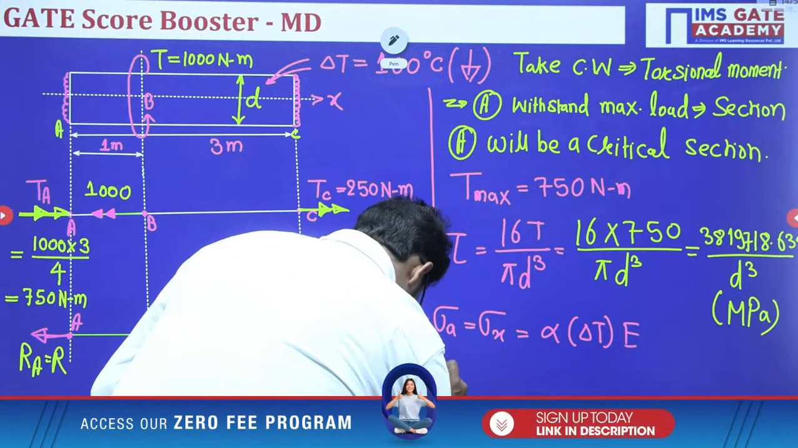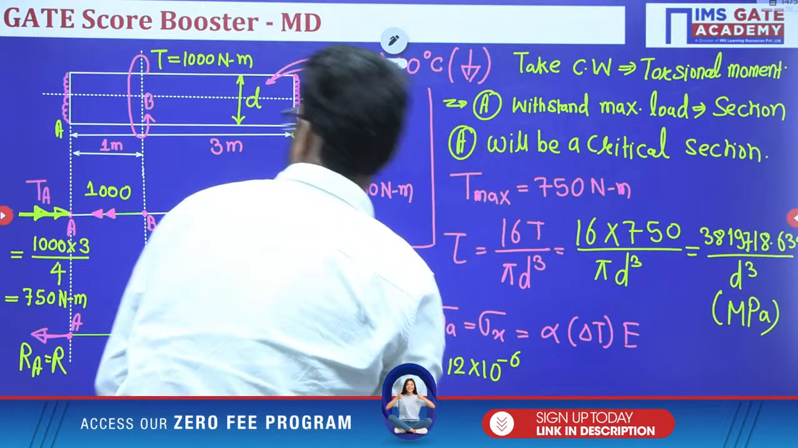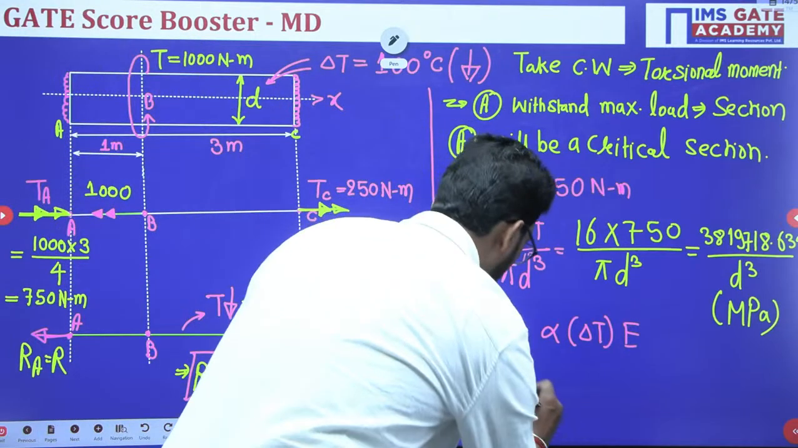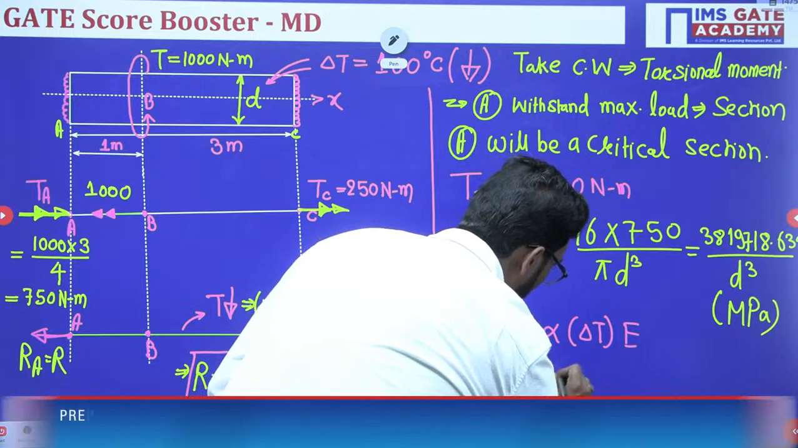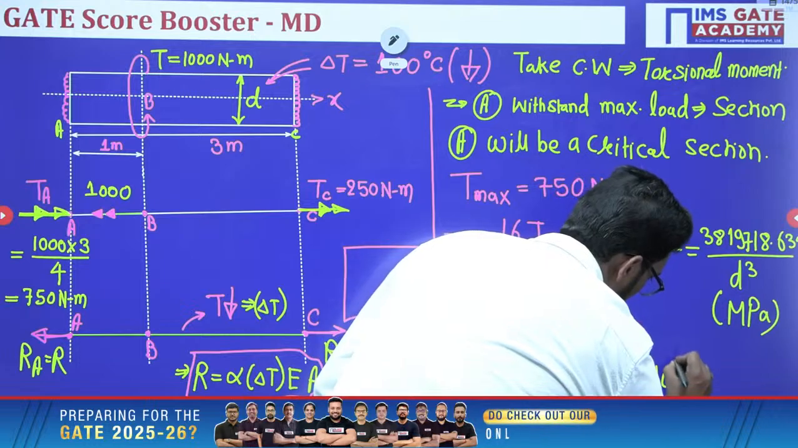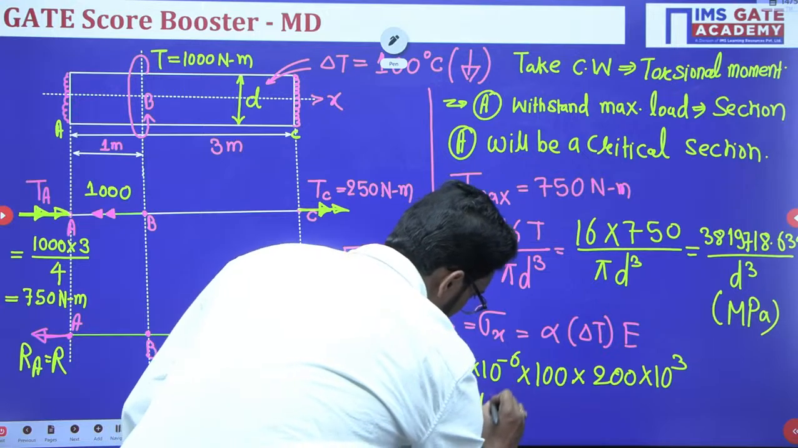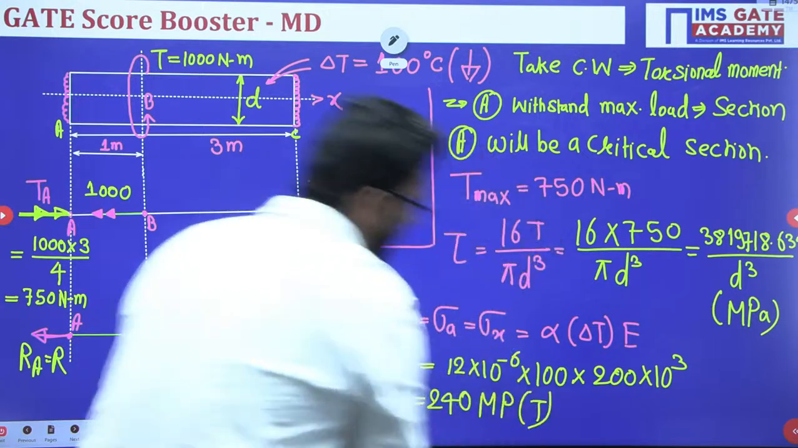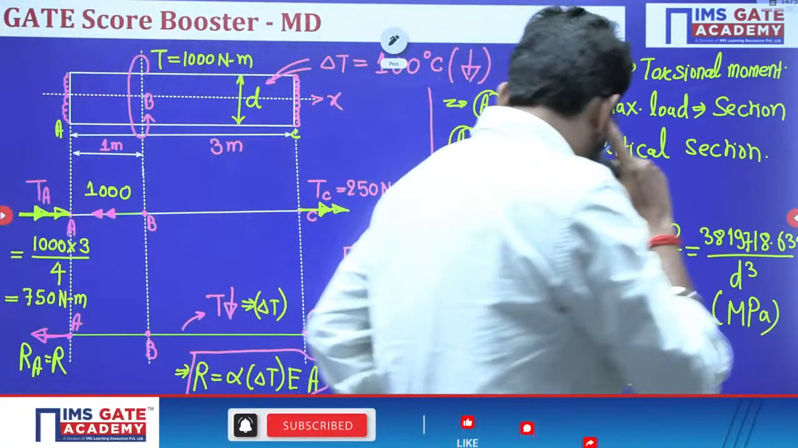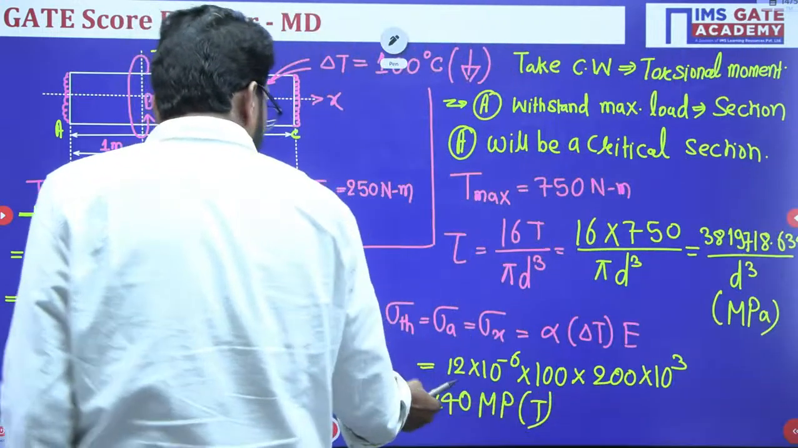Put the value of alpha, 12 cross 10 to the power minus 6, into delta T 100, Young's modulus 200 cross 10 to the power 3 megapascal. So this is your 240 megapascal. It is tensile in nature, my dear. So there are two stresses. One is the torsional shear stress, the other one is the axial stress.